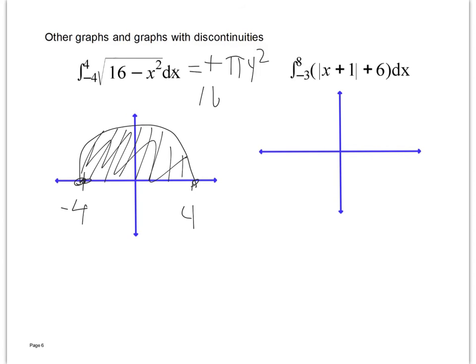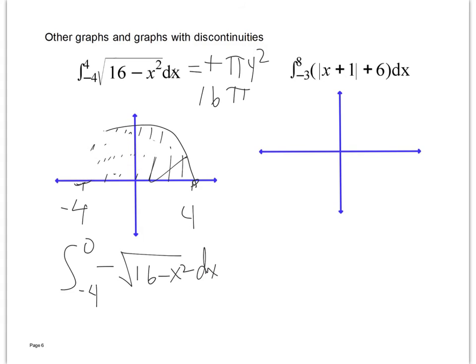It's 16 pi. Done. Now, if I change that, I'm going to change it twice. If I go from negative 4 to 0, and I do negative square root of 16 minus x squared dx. Don't forget your differential.